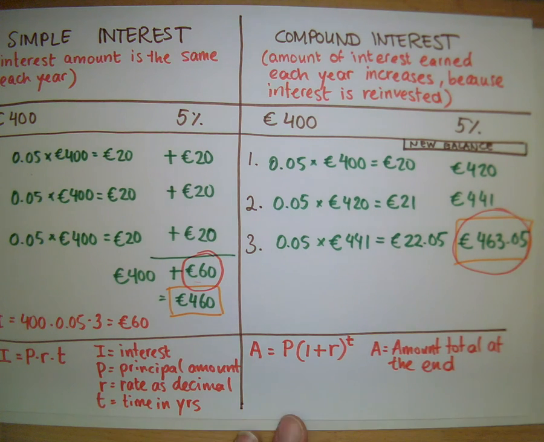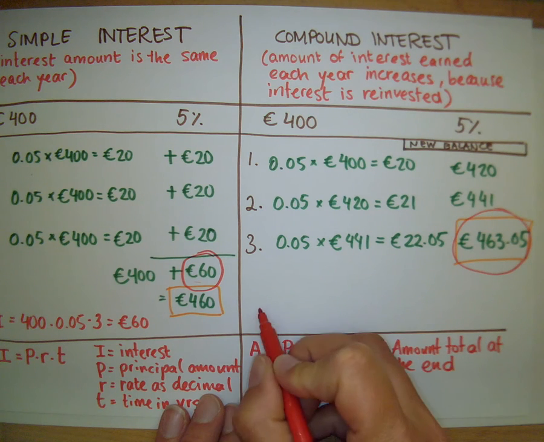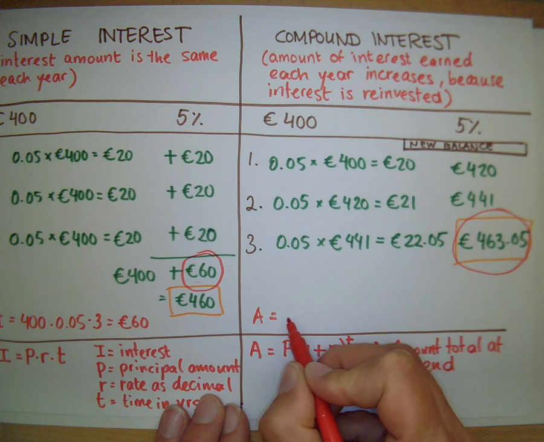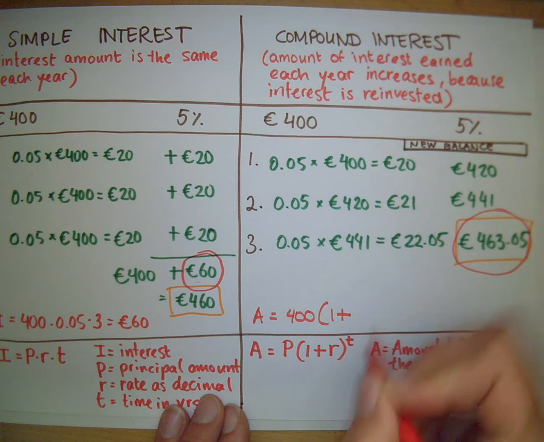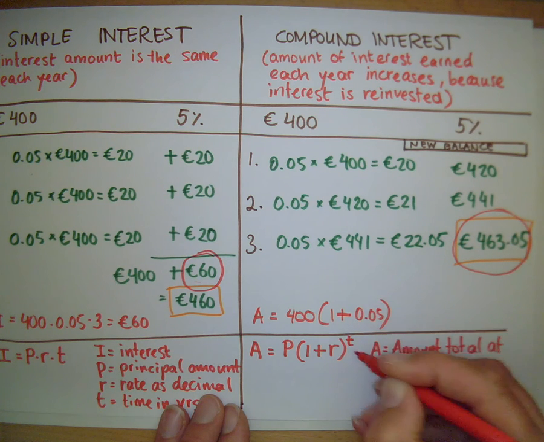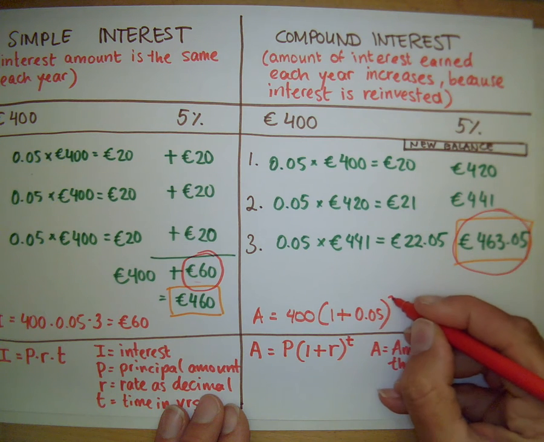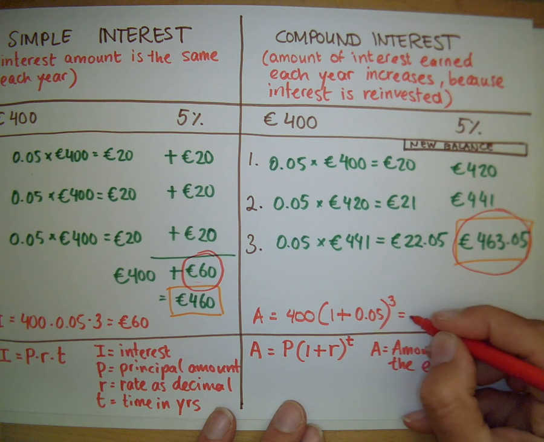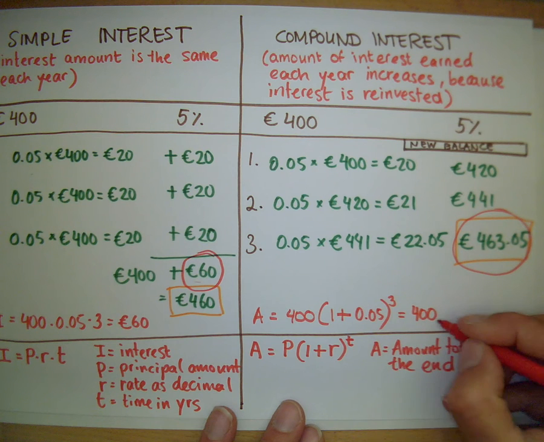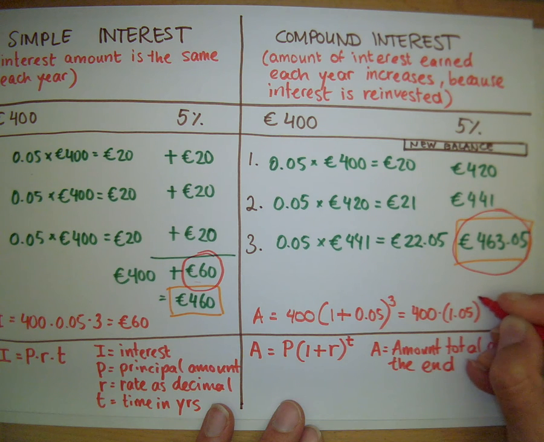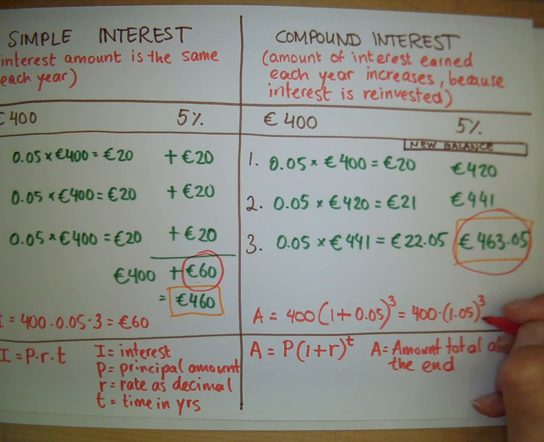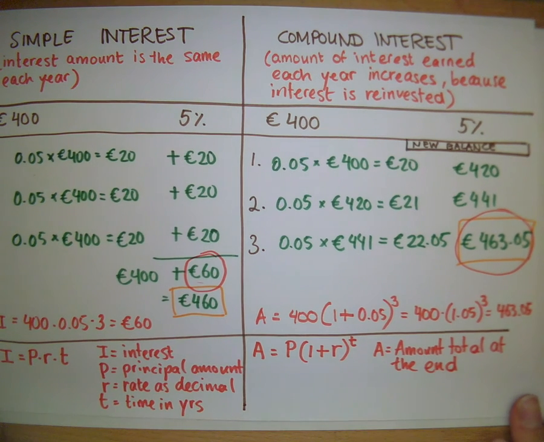And in our example, we can say A equals P, which was 400 euros, times 1 plus 5% as a decimal, to the power of T, the number of years we kept it in there, which is 3. So it is 400 times 1.05 to the power of 3. And if I were to calculate that, that would obviously give me 463 and 5 cents. Yeah?